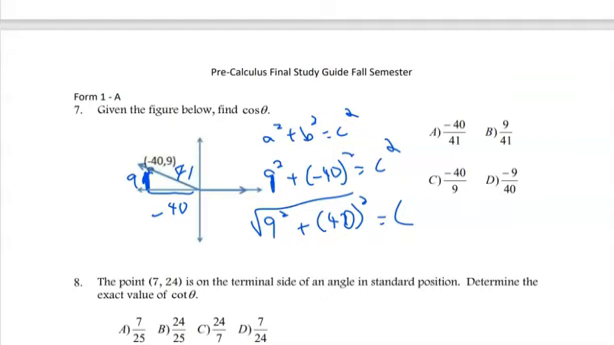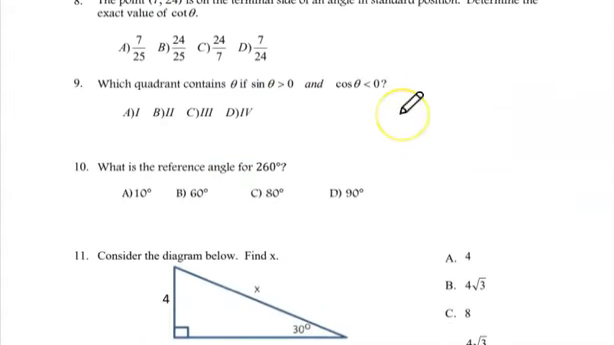And if that's true, cosine is going to be adjacent over hypotenuse. So I'm getting -40 over 41. Answer choice A. Next we ask about number 15.